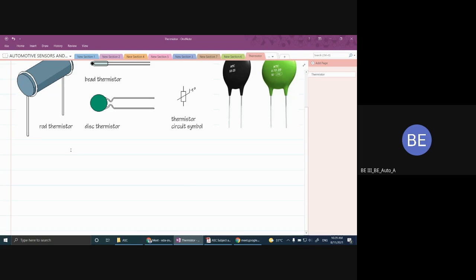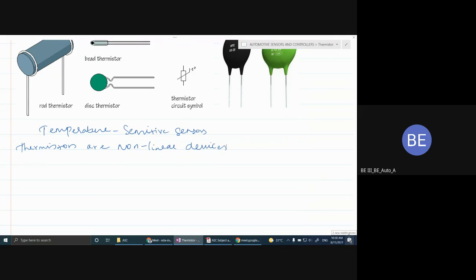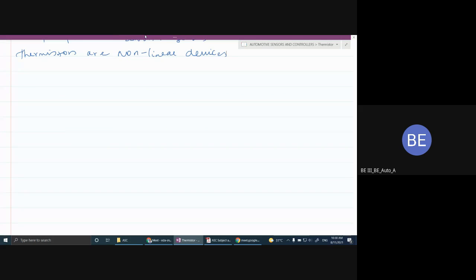Thermistors and RTDs are temperature sensitive sensors. Thermistors are non-linear devices. What do you mean by linear devices and non-linear devices? A linear device is one where the readings we obtain can be interpreted in a linear mode.